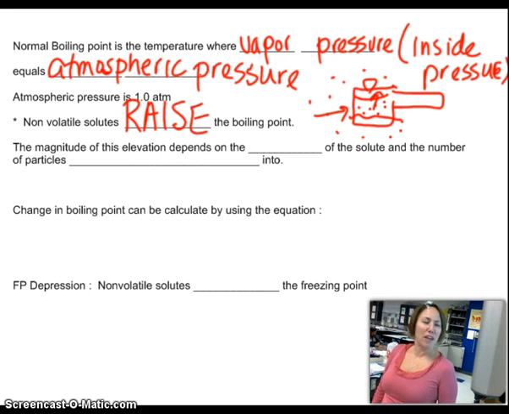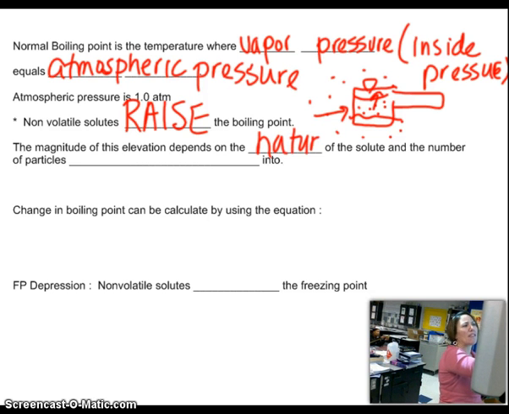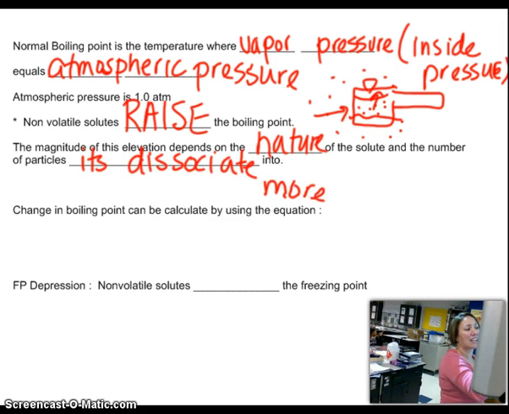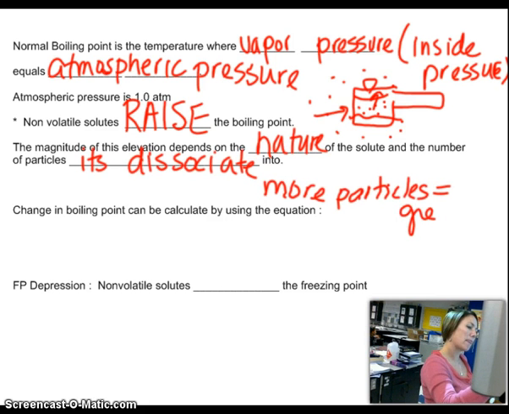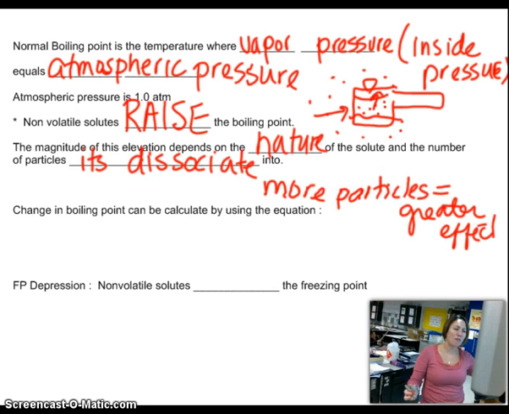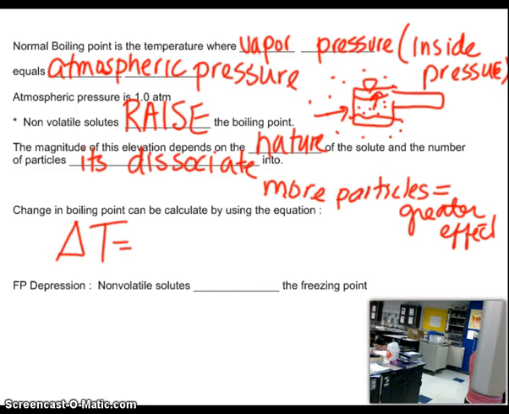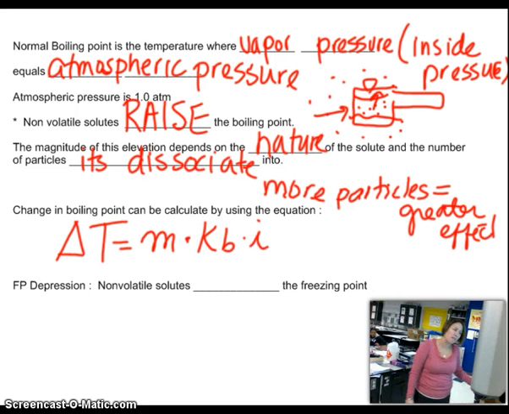Boiling point elevation, okay? The magnitude of this elevation depends on the nature of the solute, whether it's ionic or covalent, and the number of particles it dissociates into. Like any colligative property, the more particles, the greater the effect. And you should hopefully already have the equation written down, where delta T equals molality times Kb times i. You've been using it enough, I assume you have it down.